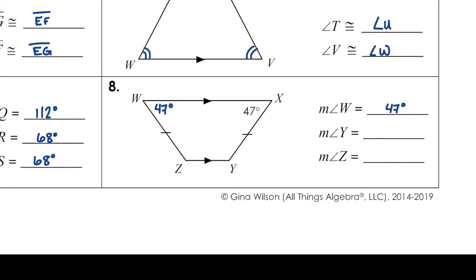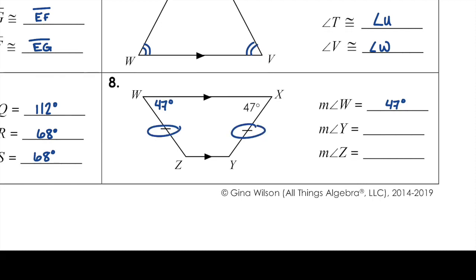How do we know it's isosceles? They're both base angles. There's two bases. You got two legs and two bases. The bases are the ones that are parallel. So both base angles are always equal.